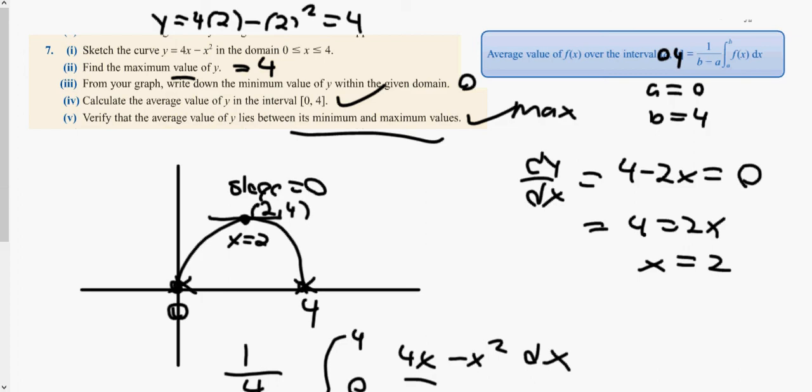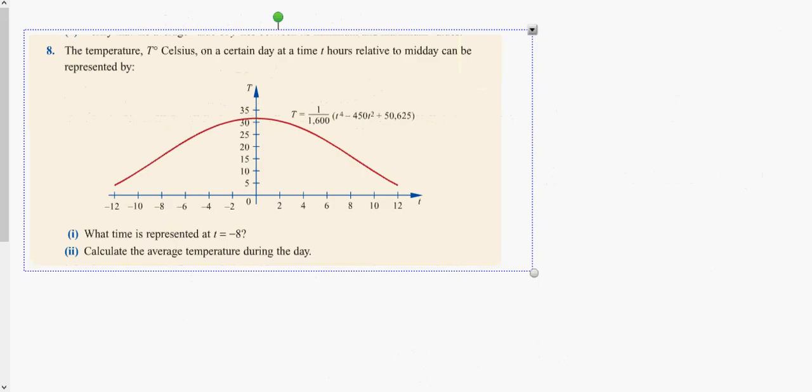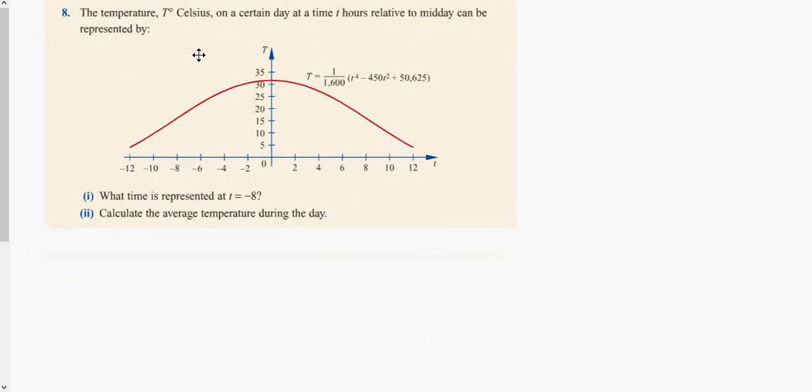Okay, the last question is question 8. A temperature of T Celsius on a certain day at a time t hours relative to midday can be represented by the following function, where T equals 1 over 1600 times t to the power of 4 minus 450 t squared plus 50,625. What time is represented by t equals minus 8?